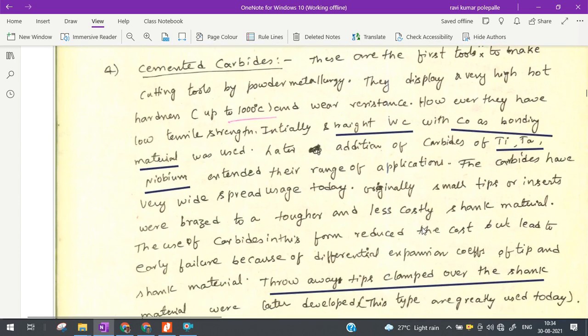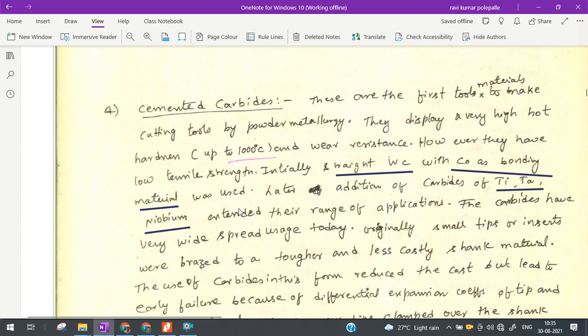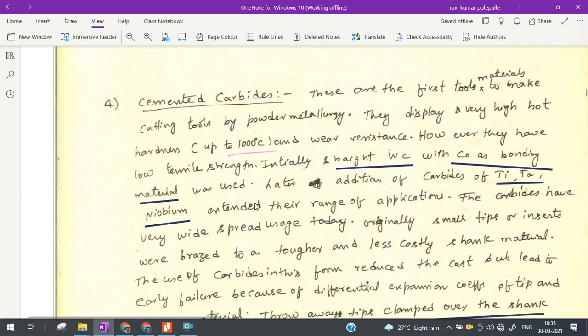The next tool materials are cemented carbides. These are tools made by the powder metallurgy process. They display very high hardness. That is a specific property. They can retain hardness up to 1000 degrees centigrade, and the wear resistance is very good. However, they have a low tensile strength value.